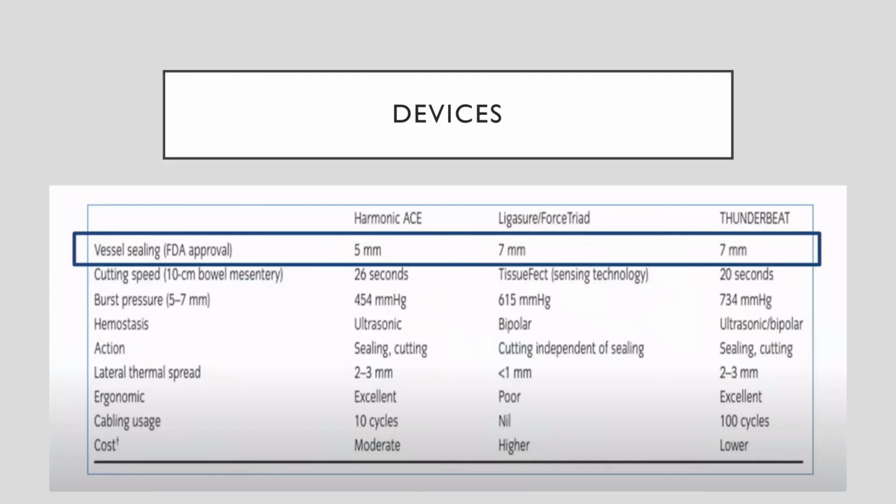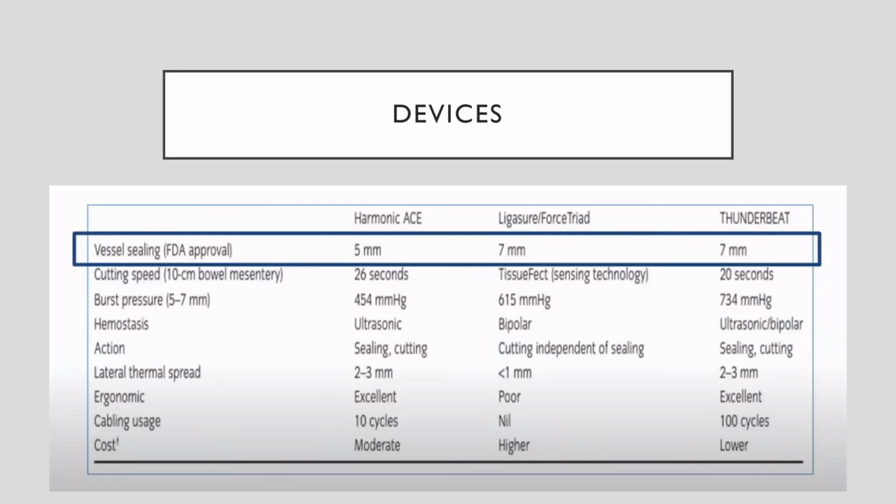Now, some of these charts may be older. These devices keep upgrading and newer generations keep coming. But basically, all these devices are good enough for 5 millimeter. Some companies may claim 7 millimeter vessels also, they can seal well. And that keeps changing with generation. For example, newer generation of Harmonic can seal 7 millimeter probably.